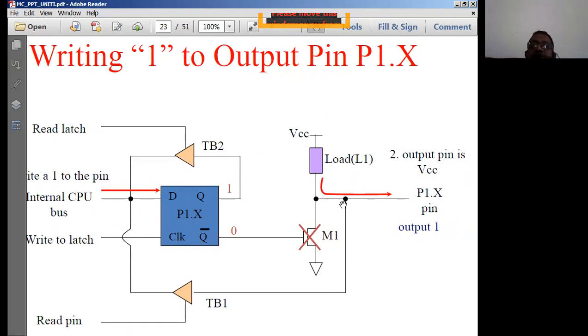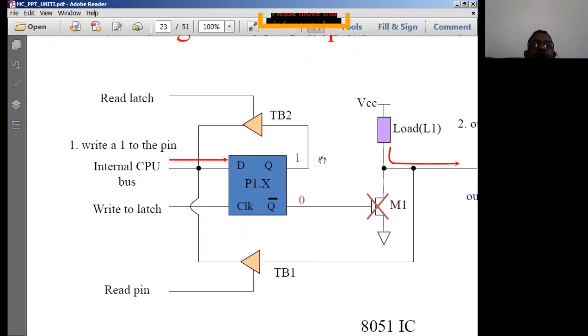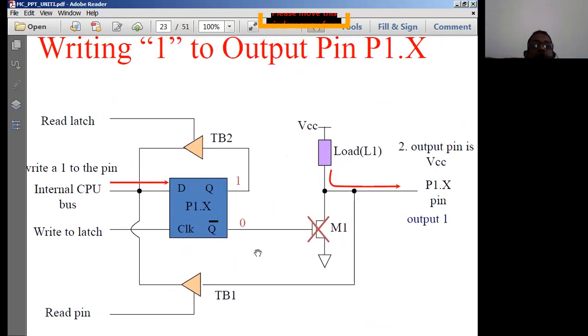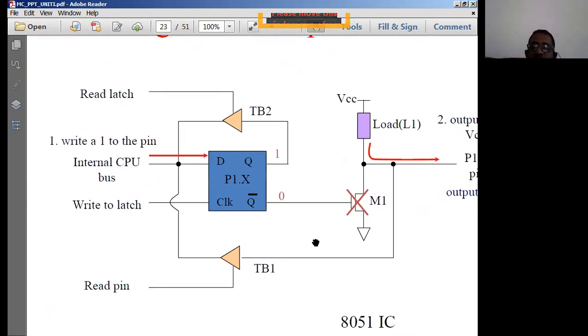Therefore, this VCC is simply connected to this particular point. So the voltage is max VCC, which is nothing but 1, writing 1. So this 1 is simply placed onto the port P1.X. This X is going to take values from 0 to 7. So any pin to any pin you can simply transfer 1. So this is how we normally perform the operation of writing 1 onto the output pin P1.X.